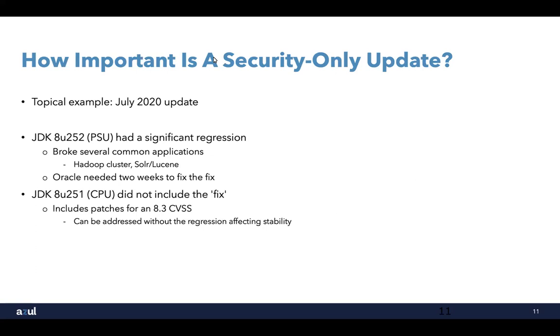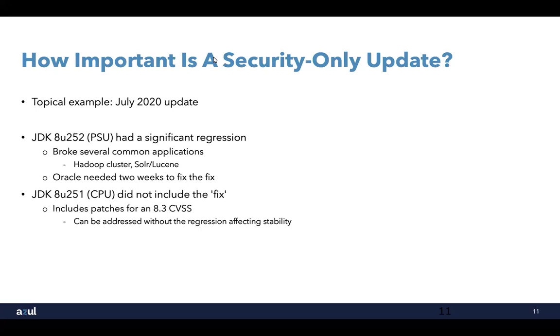And the thing is that if you had access to the security-only update, update 251, then because it didn't include that bug fix, it meant that you could have deployed that onto your systems using Hadoop Cluster, Solr, and Lucene without breaking those applications. They could still continue to work, deliver on the functionality you needed.